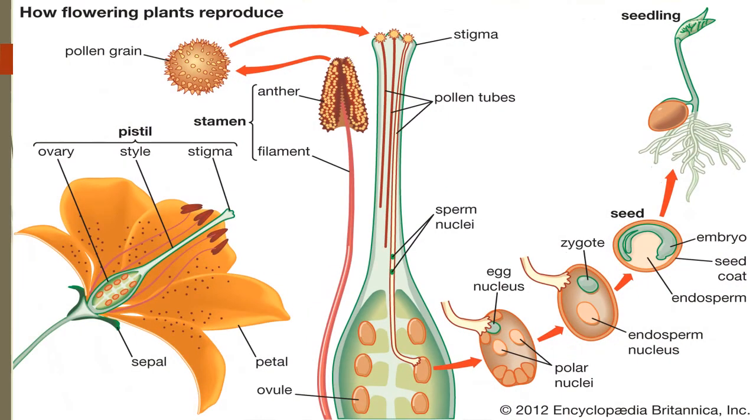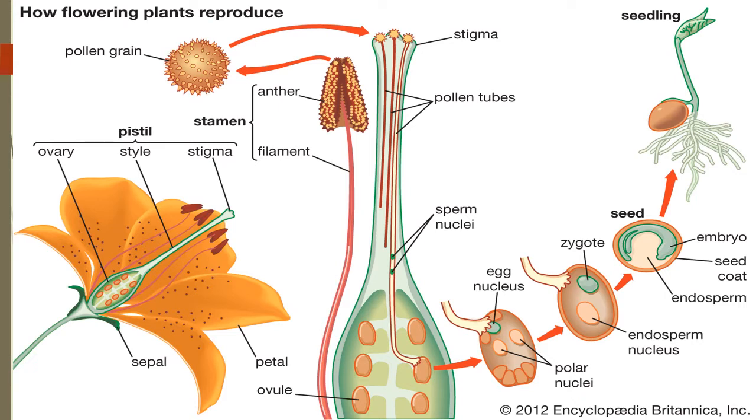Before going to start our lecture, we will recapitulate our previous lectures from this chapter. In lecture 7, we have studied about the parts of a flower.